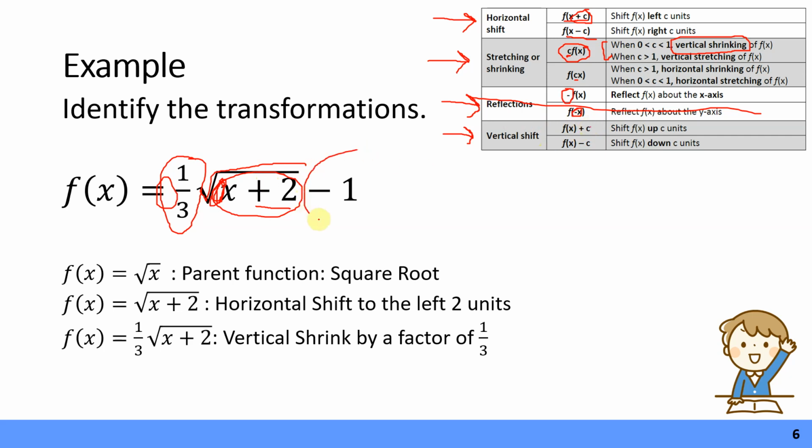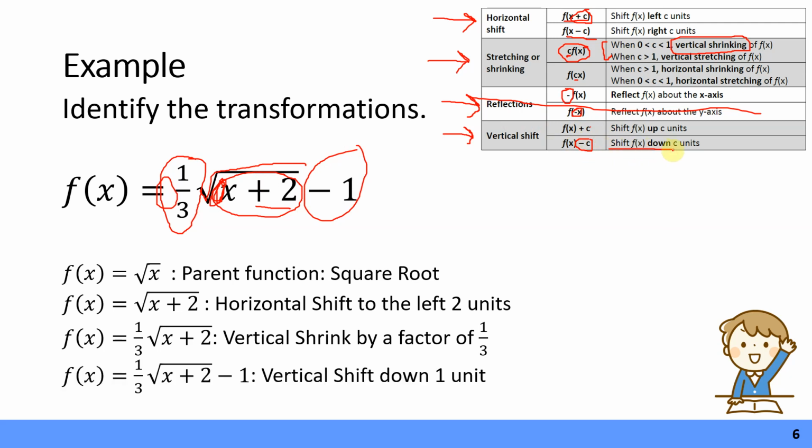Yes, we do. We have a -1. So I come to the table. When I have a negative number, like here, I have a vertical shift down. So that is actually my last transformation for this one. Since it's a -1, I have a vertical shift down 1 unit.